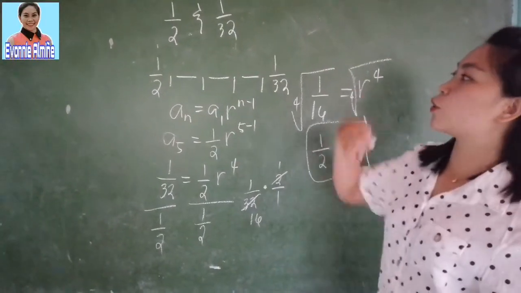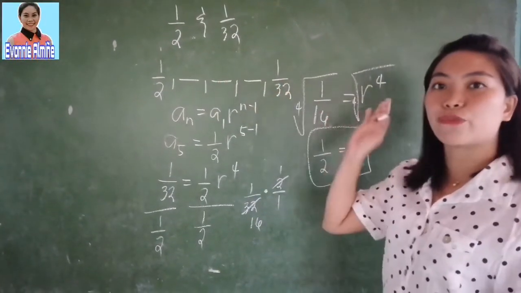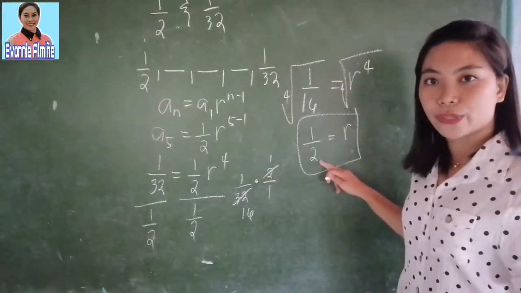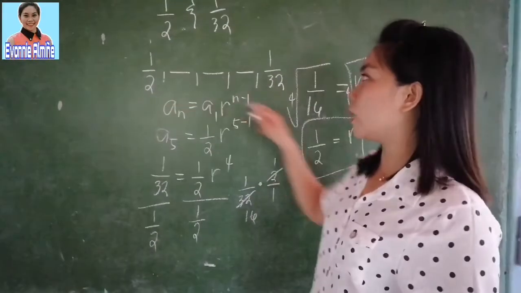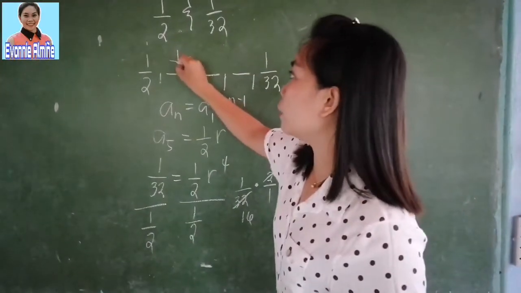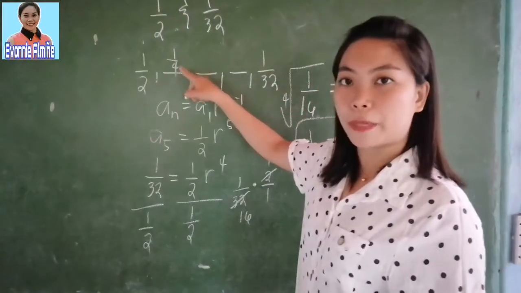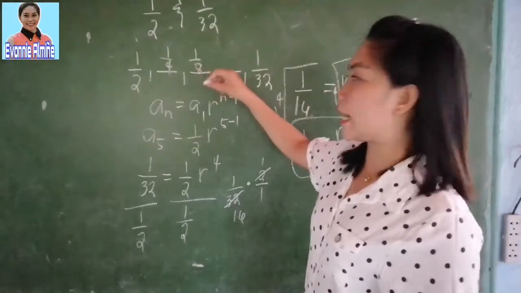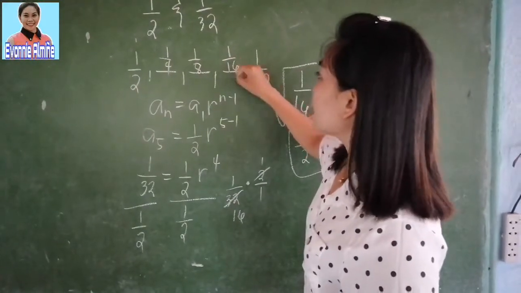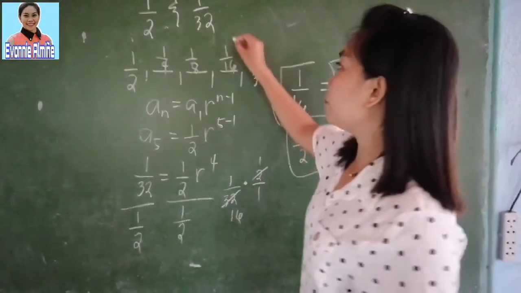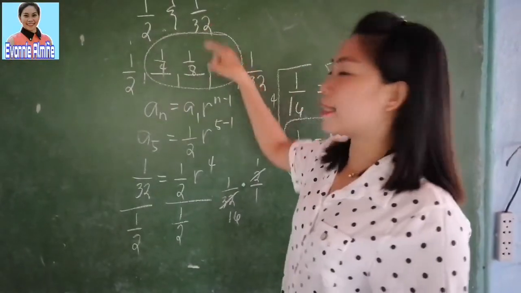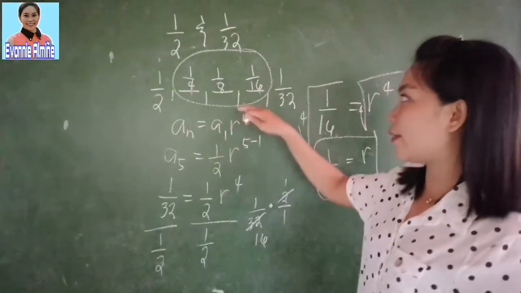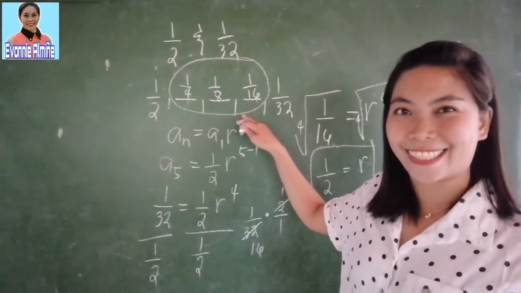Now, to supply the missing terms, we have to multiply the first term by 1/2. So, what could it be? 1/2 multiplied by 1/2 is 1/4. 1/4 multiplied by 1/2 is 1 over 8. Multiply it by 1/2, you have 1 over 16. Therefore, 1/4, 1/8, and 1 over 16 are the geometric means of this sequence.